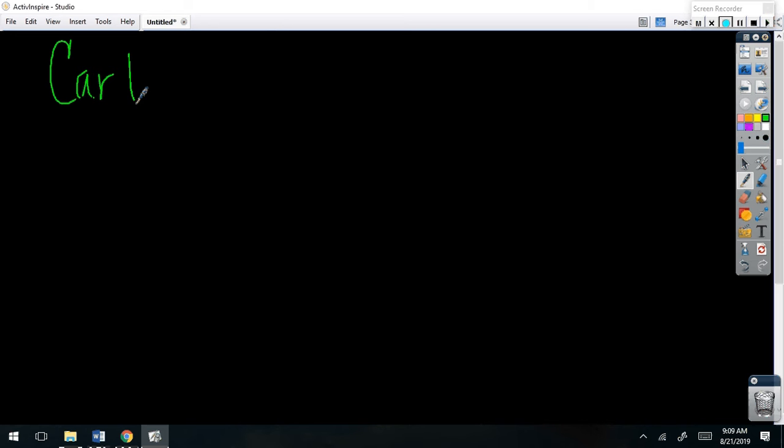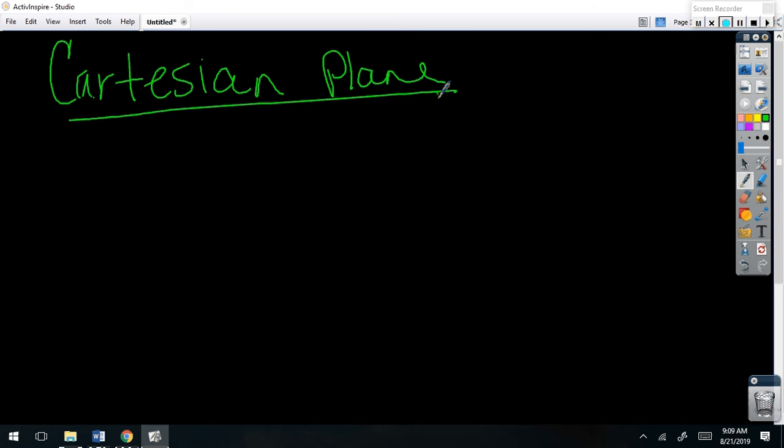Cartesian sounds pretty fancy, but really it's not. What is a Cartesian plane? Nobody knows? A Cartesian plane is just the XY coordinate system you're used to working with. That's all it is. It's a big fancy word for a graph, the kind of graph that you're used to using.